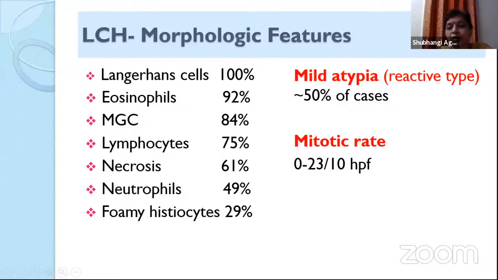So it should not be diagnosed with Langerhans cell sarcoma, because Langerhans cell sarcoma is considered as a histologically malignant counterpart of this. This is also neoplastic disease, LCH. The mitotic rate may vary from 0 to 23 per 10 high power field in LCH itself.